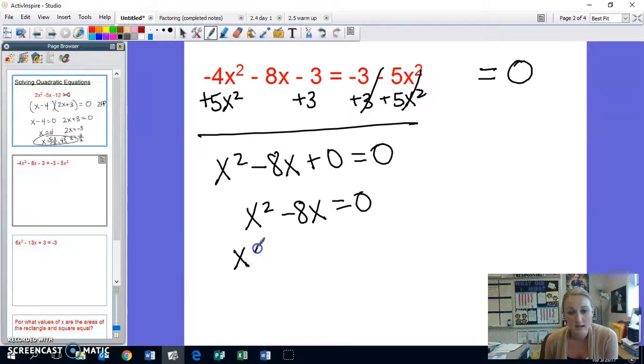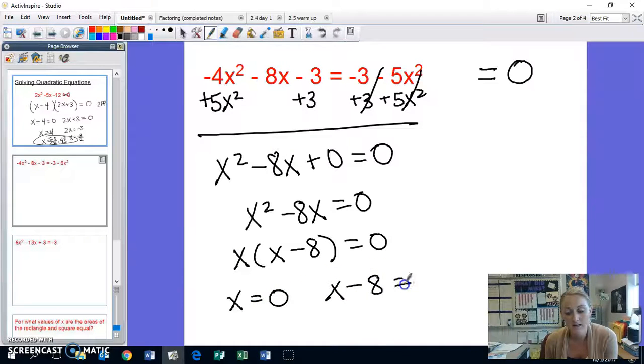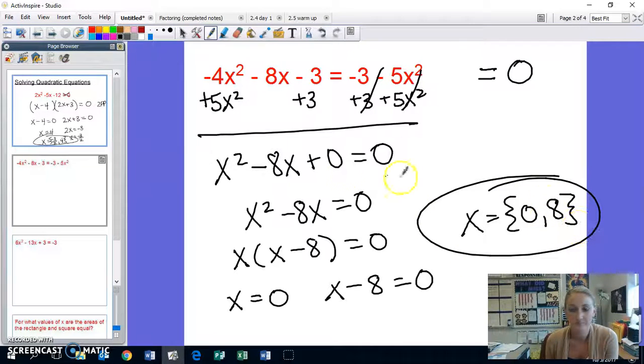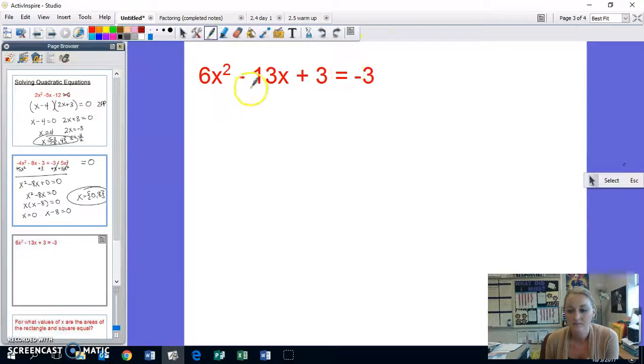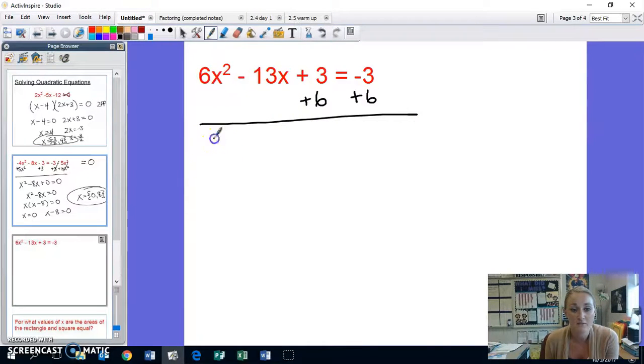Factor out the GCF. x times (x minus 8) equals 0. x equals 0, x minus 8 equals 0. So I have the solution set 0 and +8. Again, we have to make sure that we are setting our equation equal to 0 before we factor. 6x squared minus 13x plus 9 equals 0.